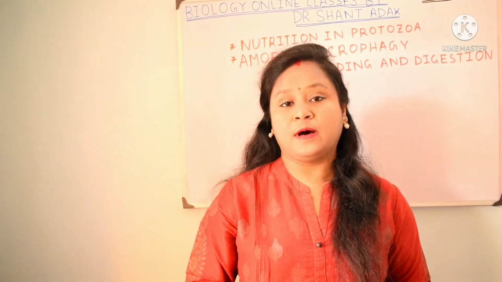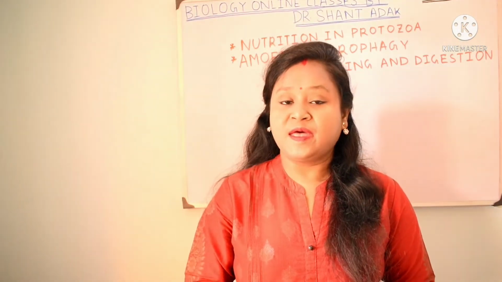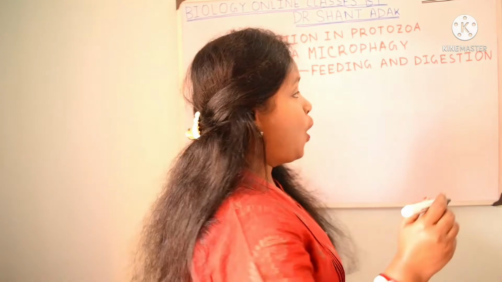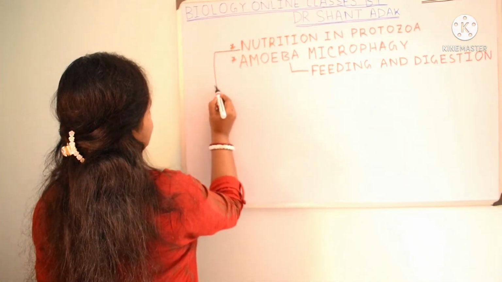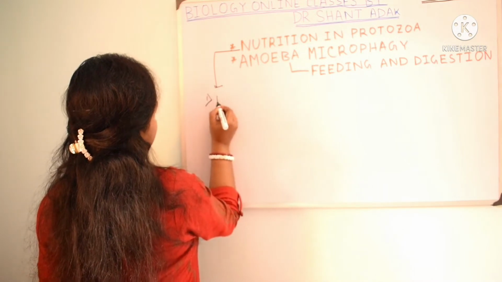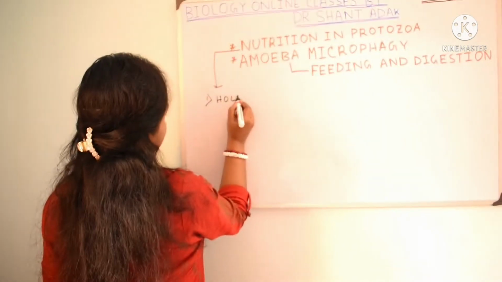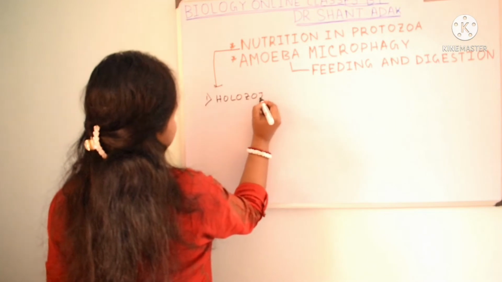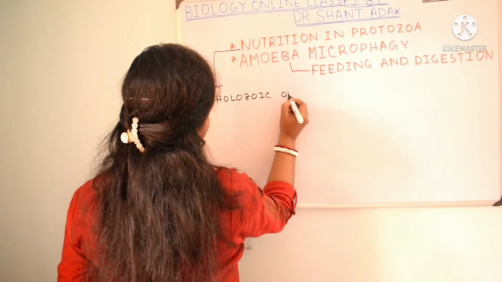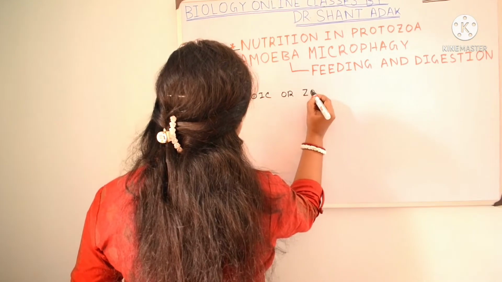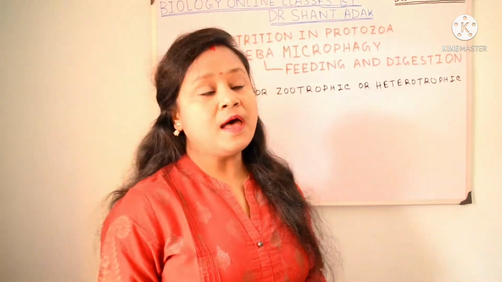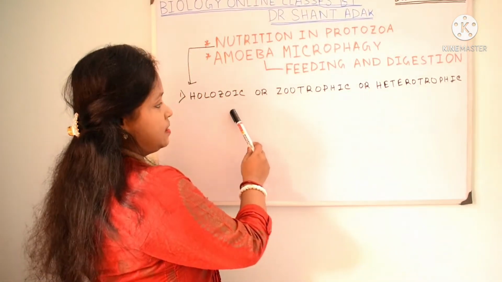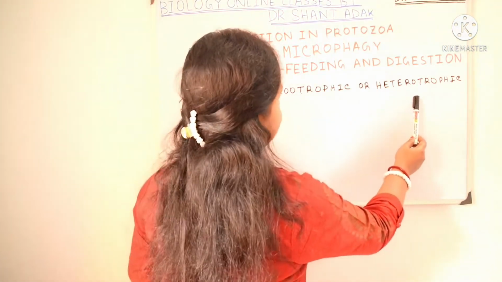Nutrition in protozoa is of different types. Number one, holozoic nutrition. The first type of nutrition found in protozoa is holozoic, or zootrophic, or heterotrophic.